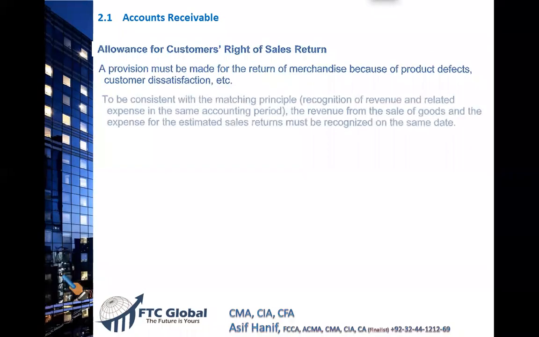So what we do, we create a provision for returns, how many sales will come back, because we want to follow the matching principle. Means your revenues and related expenses must be accounted for in the same period, right? So how do we do it?